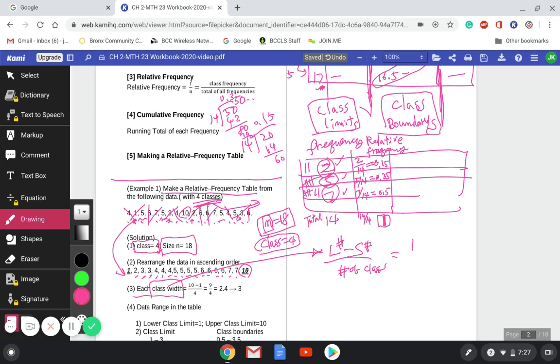So largest number was 10, smallest number was 1, and the class was 4, so it would be 9 divided by 4. So you end up with 2.4. But the class width is not 2.4. Class width will be the next integer, okay, if it's not an integer value. So what is the next integer from 2.4? They say it's whole number, but it's actually next integer. So 3. So class width becomes 3. That means the difference between each class would be 3. That's what they mean.